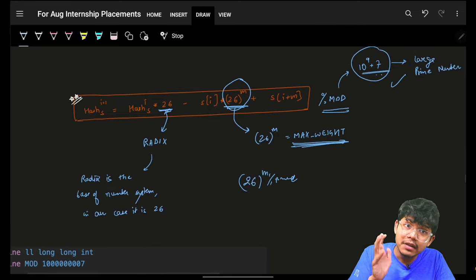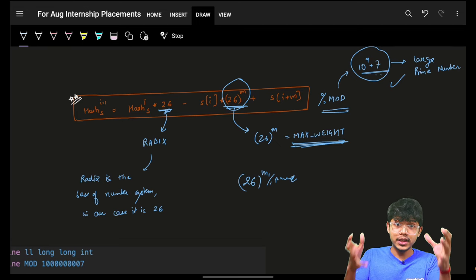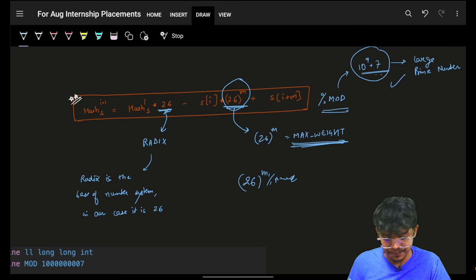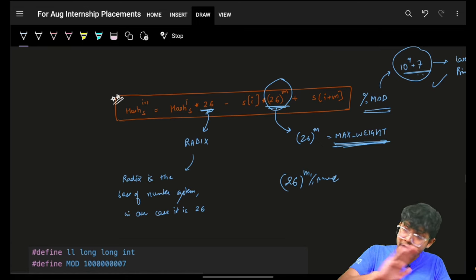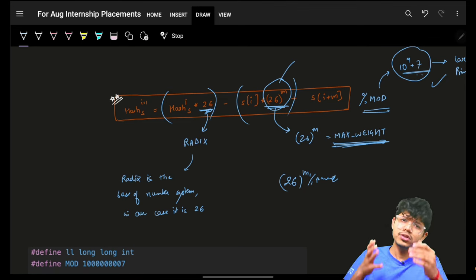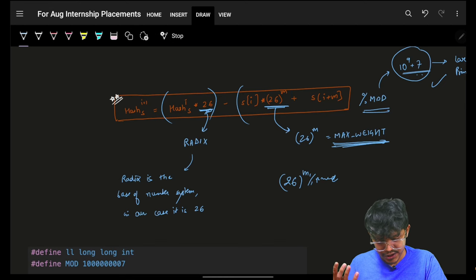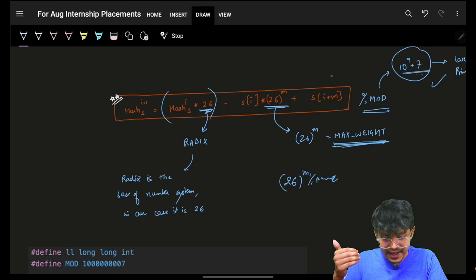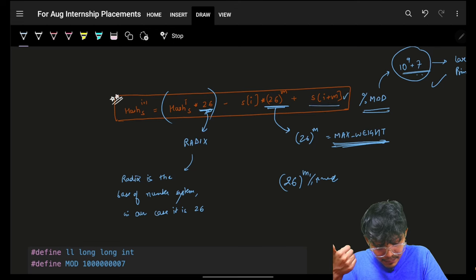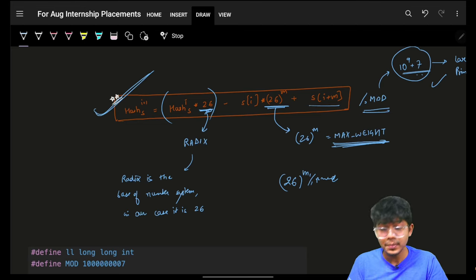Again, everything will be in mod, but I will show you explicitly what things are actually being mod at that specific time. But yeah, everything will be mod every time, which means this will be mod, this will be mod, this individual will be mod. So everything needs to be in the mod range, which means in the integer range. And you know that you can simply add S of i plus m multiplied by 26 raised to the power 0, which is nothing but 1 itself. So multiplying by 1, it doesn't matter if you put it there or not. That's how you can keep on building your hash.